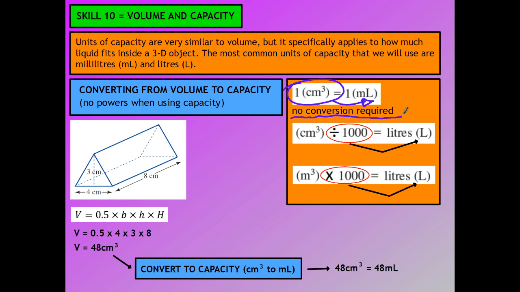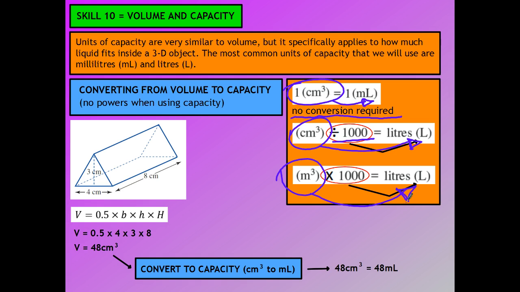If you want to go from centimetres cubed to litres, we need to divide by 1000. So whatever your answer is in centimetres cubed, divide by 1000 and you'll be in litres. If you're starting off with metres cubed and you want to go to litres, you would need to multiply by 1000 to find out how many litres you've got.